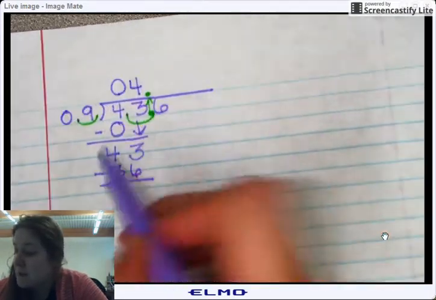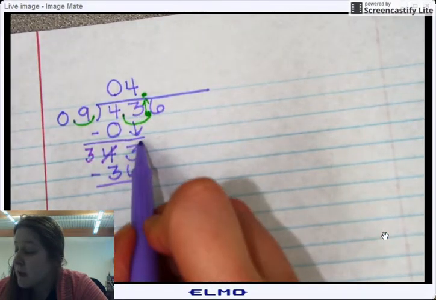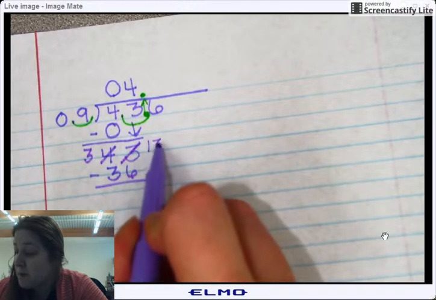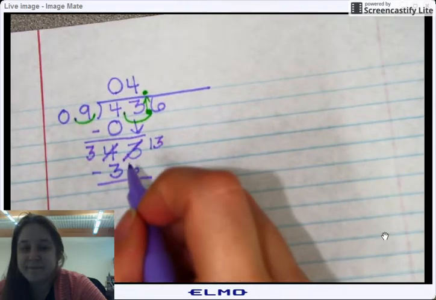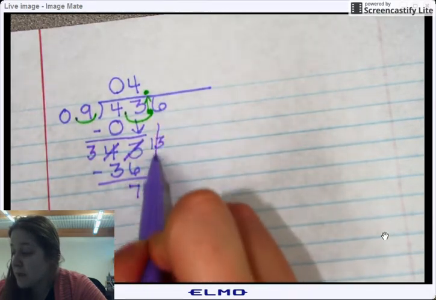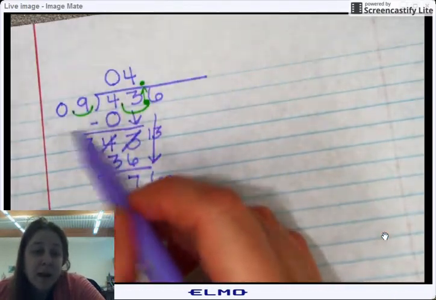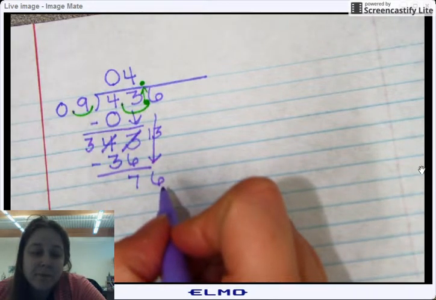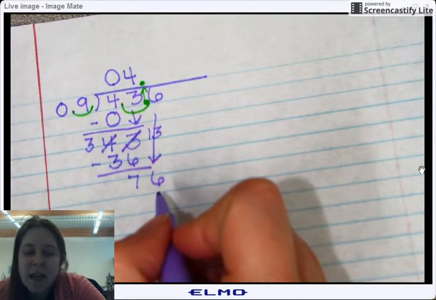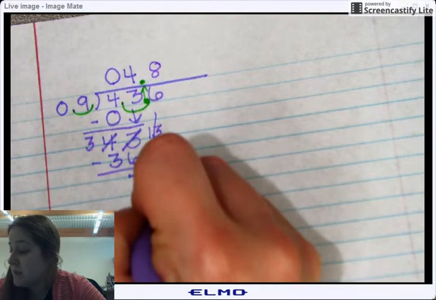3 minus 6 can't happen, so I have to come over to my 4 and I need to borrow. This 3 now becomes 13. 13 minus 6 is 7. Bring down your 6. Back to your 9 tables. How many times can 9 go into 76? Well, 9 times 9 is 81, so it's not 9. 9 times 8, that's 72, so it goes in 8 times.